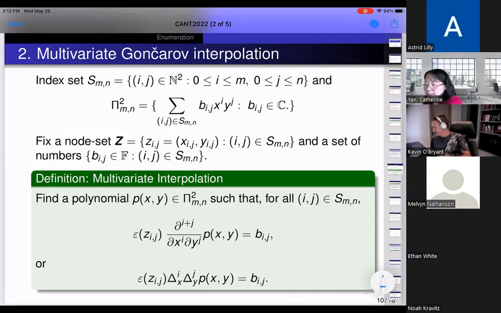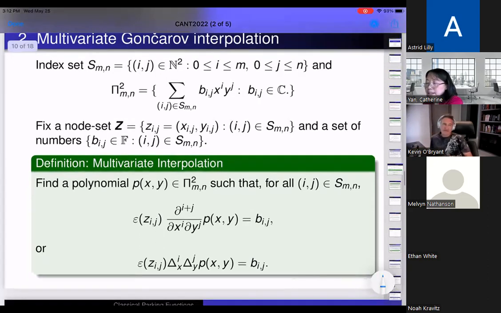The problem is as follows. Based on the index set, for each index you pick a node, a point. So you have basically (m plus 1) times (n plus 1) many points, and you also have the same number of values. What we want is a polynomial of degree up to (m, n) such that, in the standard version, you take the partial derivative with respect to x, i times, then with respect to y, j times, then evaluate at z_ij. This epsilon here means evaluation. After this evaluation, you hope to get the value b_ij.